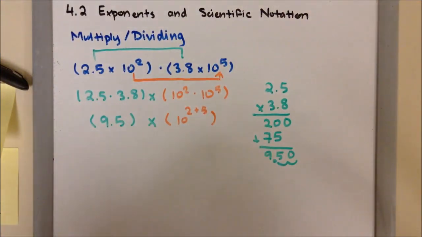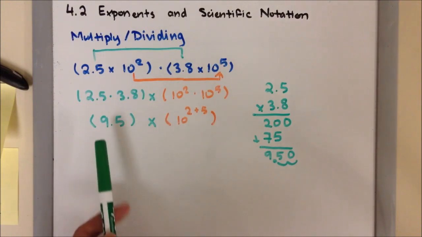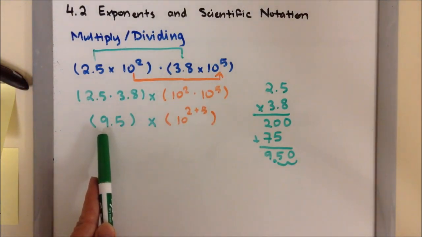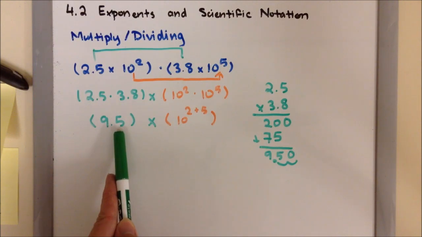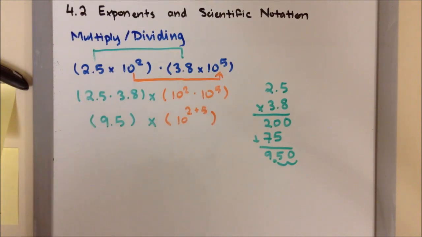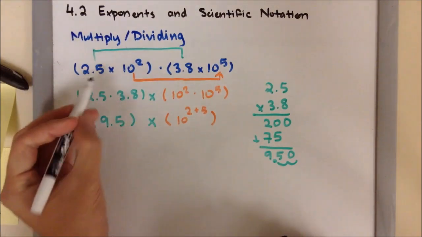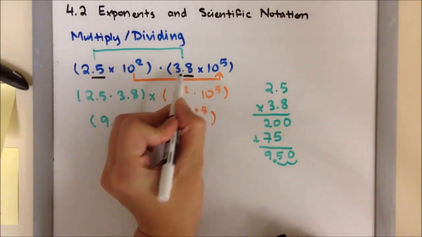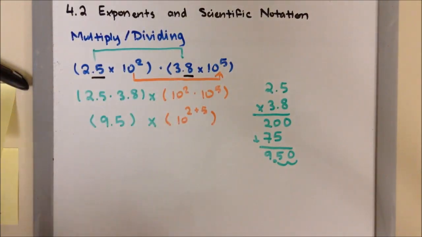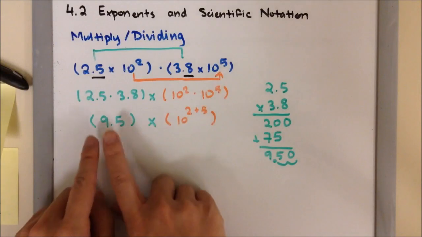Alright, so I finished multiplying. 2.5 times 3.8 will be 9.50 or 9.5. Now the great thing about this is that it's actually between 1 and 10, and it's 1 decimal place. So we take a closer look. You see how in the original problem it has 1 decimal place, 1 decimal place. That's the least decimal place. So we don't have to do anything to the 9.5.